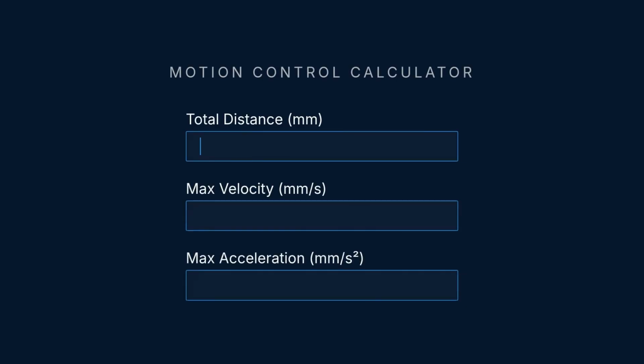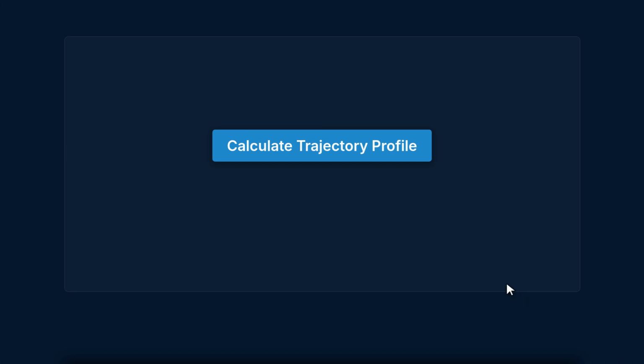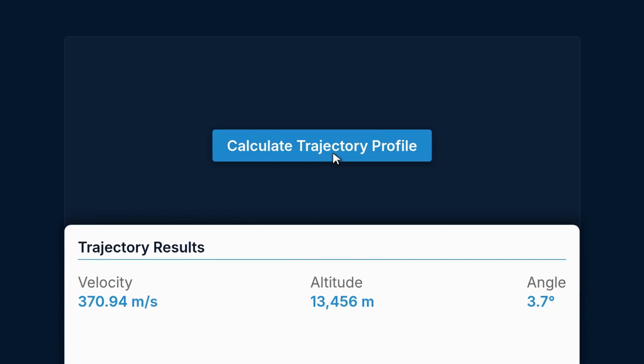For this example, I'll enter 500 millimeters for total distance, 200 millimeters per second for maximum velocity, and 100 millimeters per second squared for maximum acceleration. After clicking Calculate Trajectory Profile, the results appear below.